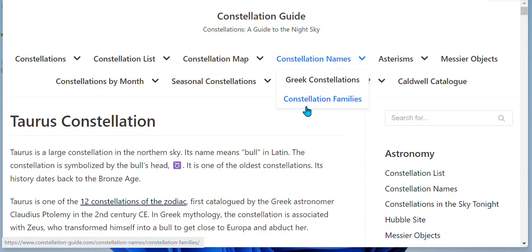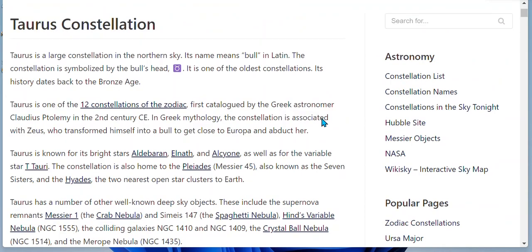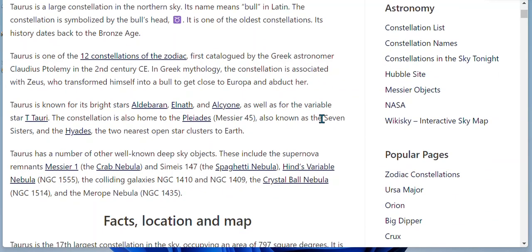And the constellation guide, Taurus constellation, has a lot of information here about Taurus, about the Pleiades, the home of Pleiades, Seven Sisters, and Hydra, the two nearest open star clusters to Earth.